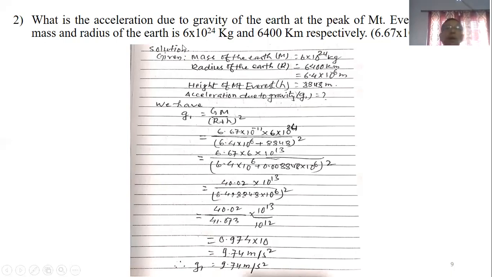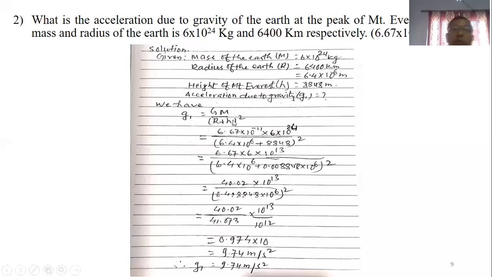The solution is given mass of the earth capital M is equal to 6 into 10 to the power 24 kg. Radius of the earth capital R is equal to 6,400 kilometer, which is converted into meter as 6.4 into 10 to the power 6 meter. Height of Mount Everest, we know, is equal to 8848 meter, and acceleration due to gravity g equal to what? We know that the formula of acceleration due to gravity at any height, g1 equal to GM by (R plus h) whole square.